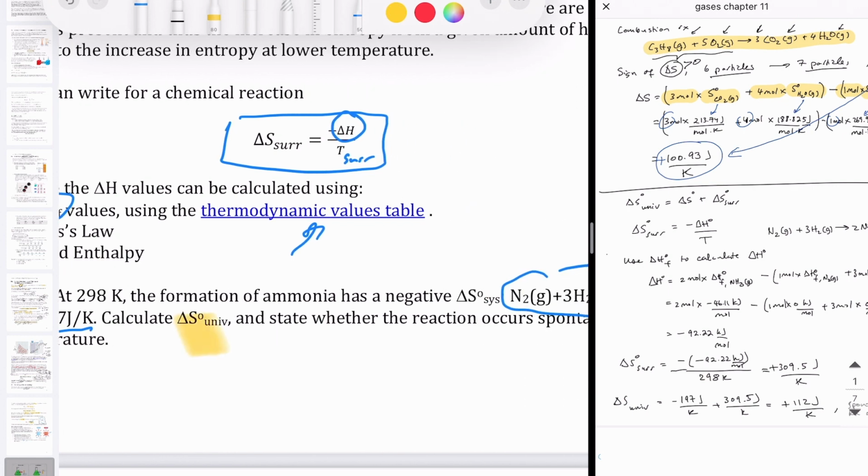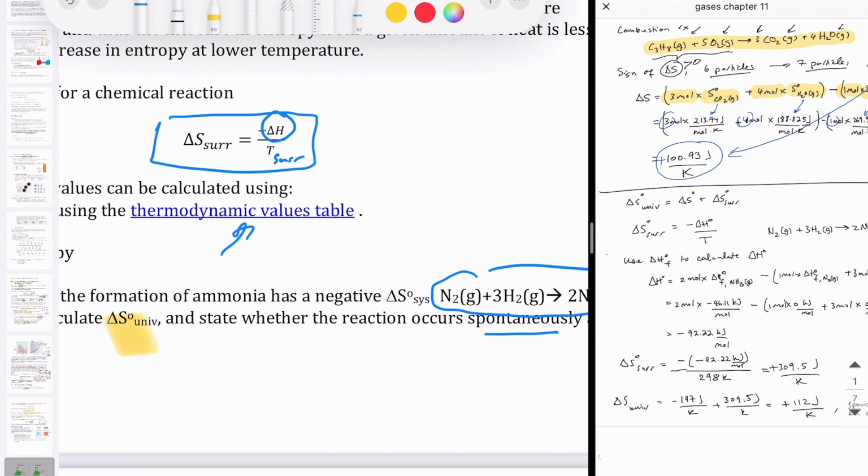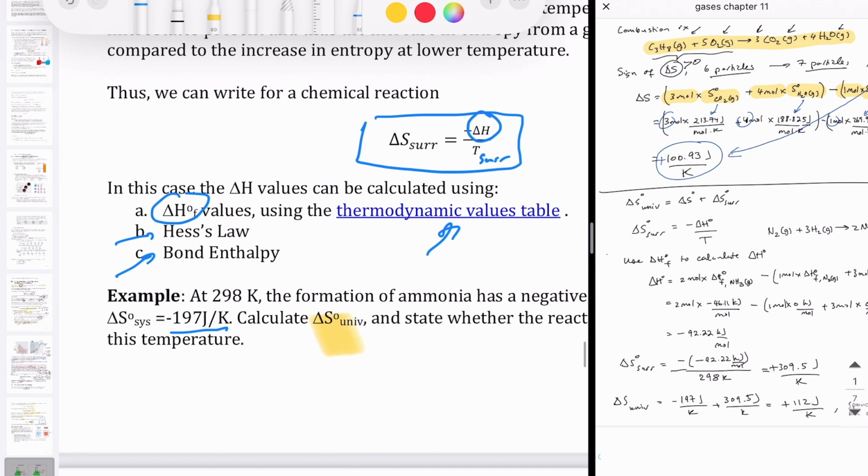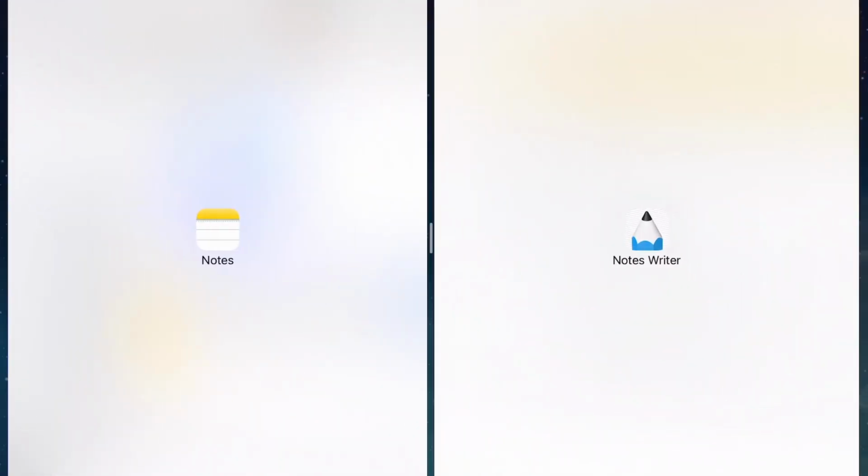We're being asked to calculate delta S of the universe and then to tell whether the reaction occurs spontaneously or not. Okay, well, we know delta S of the system. In order to calculate delta S of the universe, we're going to need our delta S of the surrounding first. And then afterwards, to tell whether it's spontaneous or not, we need to know whether our delta S of the universe is greater than 0, equal to 0, or less than 0, right? So that's what we need to figure out in this calculation.